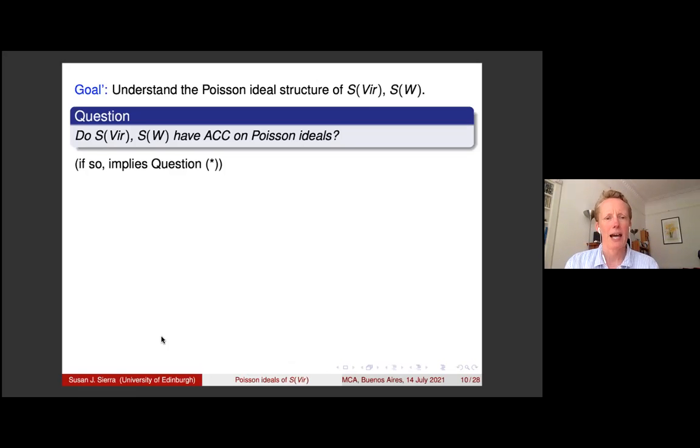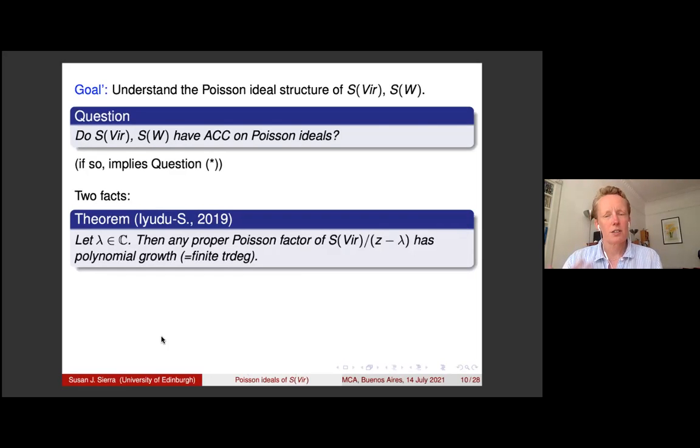For example, we can ask, do these symmetric algebras satisfy the ascending chain condition on Poisson ideals? And if we could prove that, it would imply that the enveloping algebras had ACC on two-sided ideals. Again, there's some strong evidence in support of this. For example, there's a Poisson version of this theorem of myself and Ayudu that says that Poisson ideals of the symmetric algebra of Virasoro are big.